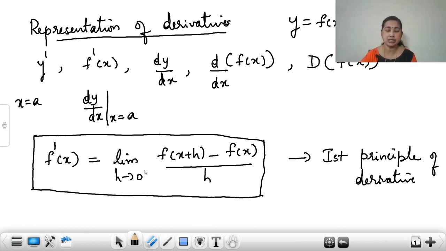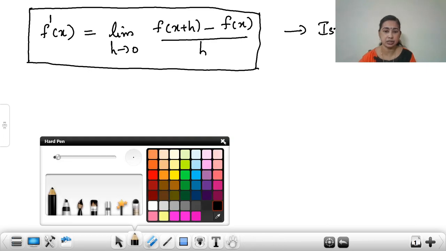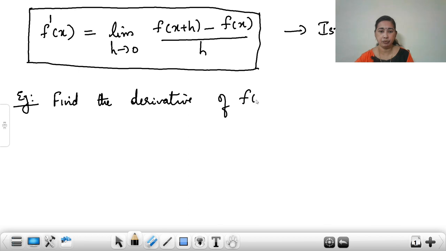Using the first principle method, how to find the derivative is the way questions are asked, so you have to study it in that form. I'll show you how to find the derivative using first principle. We'll take one example. Find the derivative of f of x equal to 10x using the first principle method.